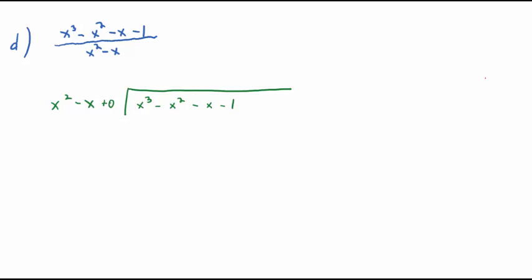Okay, so then ask yourself, what can I multiply x squared by to get x cubed? Just x. So the way I like to do it is I like to put that x above its like term in the garage, but you don't have to do it that way. You could slide it over if you wanted to. It wouldn't matter. And then I distribute the x times the divisor, x squared minus x plus 0. What does that give me?